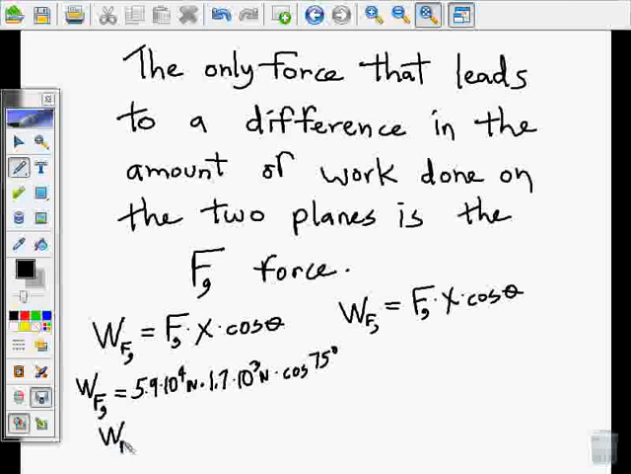So what does the work done by the F sub G force, the weight force, on the left turn out to be? Could you just give it to me in scientific notation? I chose not to use scientific notation, but I double checked it. 2.59. First of all, is it positive or negative? Positive. 2.6 times 10 to the 7th joules.